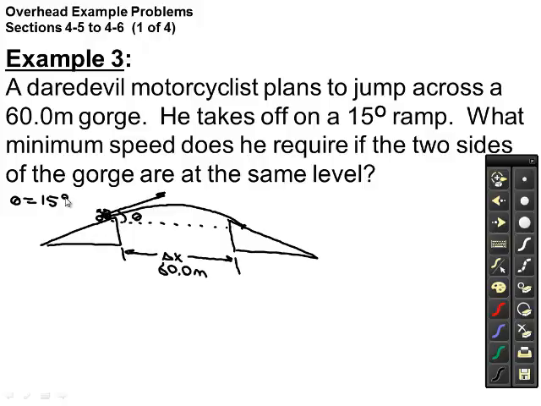Okay. I'm trying to figure out how I'm going to get all this on the whiteboard here. He's going to die. 15 degrees. Yeah. That wasn't a very well set up stunt. Okay.